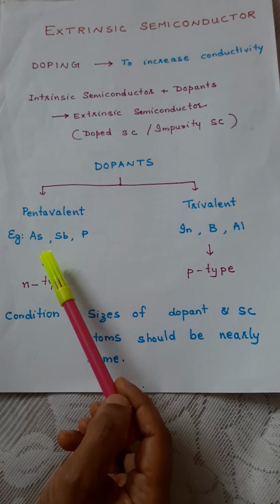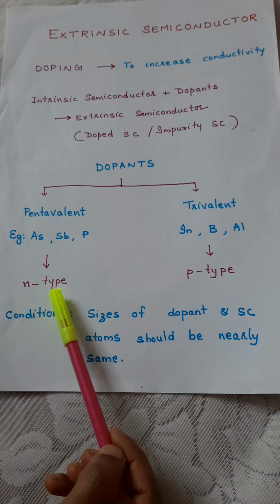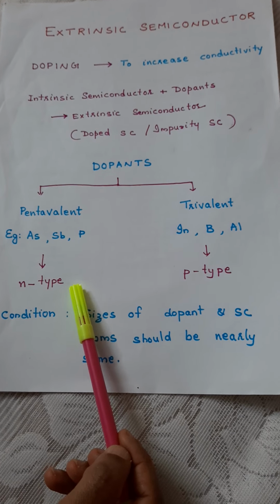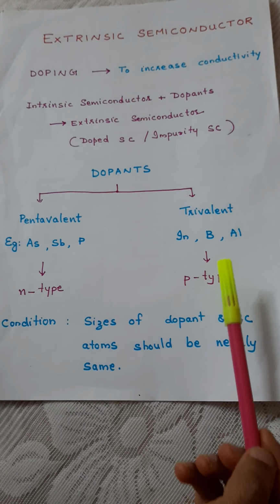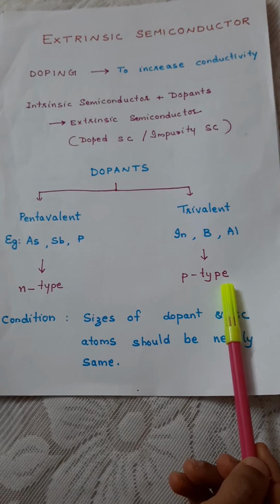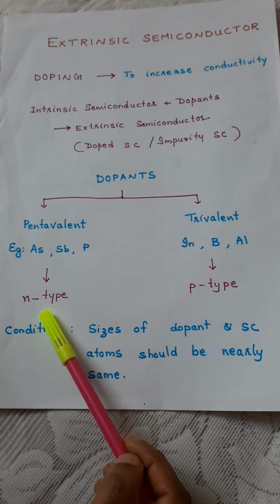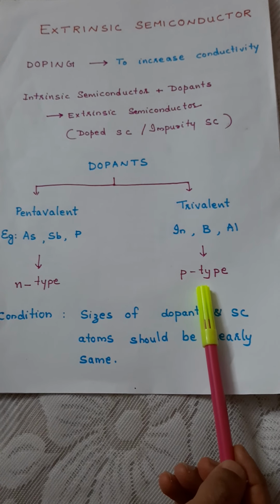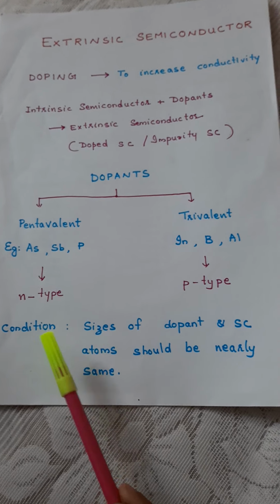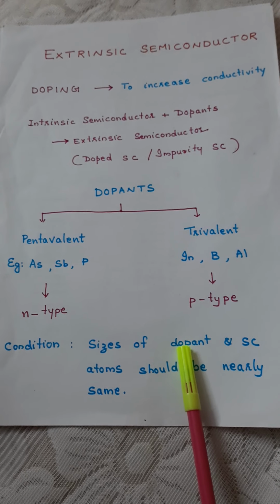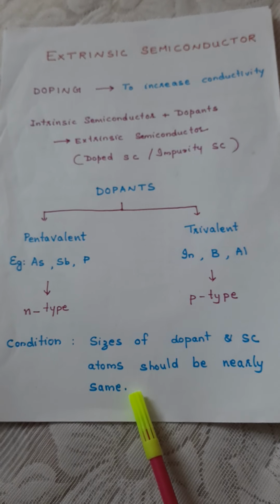When a pentavalent impurity is added to a pure semiconductor, we get N-type semiconductor. And when a trivalent impurity is added to a pure semiconductor, we get P-type semiconductor. So there are two types of extrinsic semiconductors, N-type and P-type. And the condition for doping is the size of the dopant atom and the semiconductor atom should be nearly same.